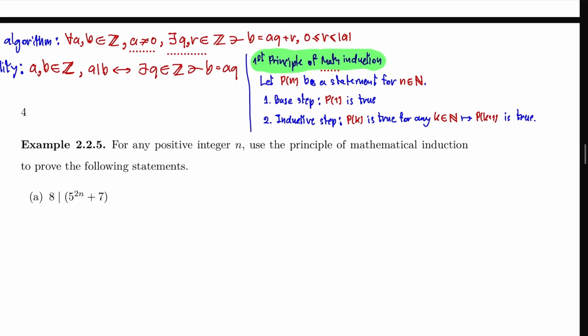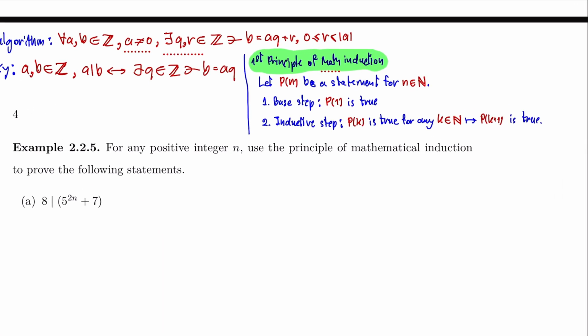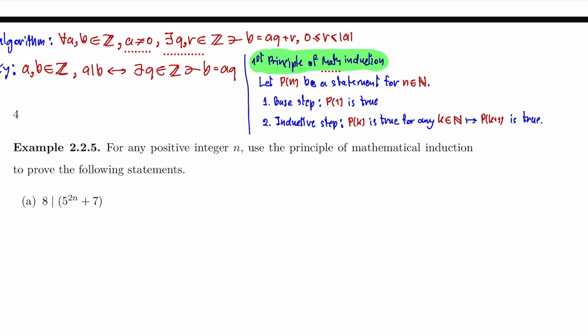Do not forget that to use the principle of mathematical induction, we need to have P(n), which is a statement with n, which is an integer. And we have to start with the base step, which is the case where n equals 1, and show that P(1) is true. Once you have shown the base step, you have to show the inductive step: you have to assume that P(k) is true for any integer k and try to show that P(k+1) is true.